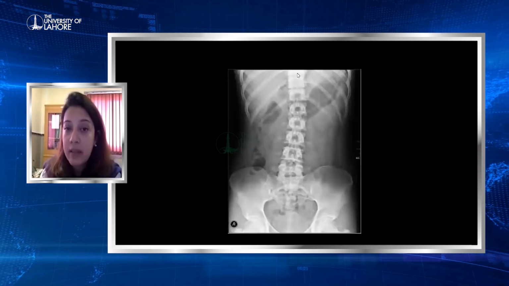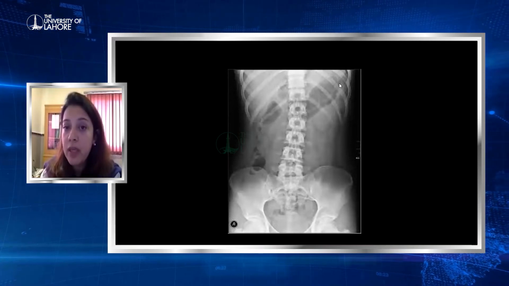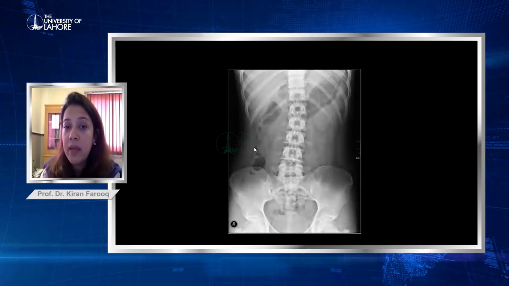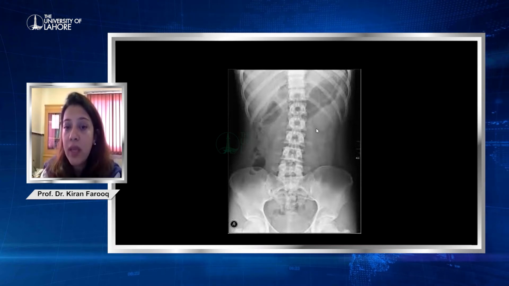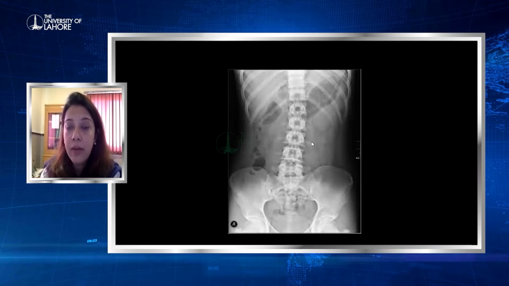So this is another radiograph of the abdomen, a supine radiograph. Here you see the air is seen in the stomach. Some air is seen in the colon as well, some here in the gut loops. So this is how a normal radiograph looks like.